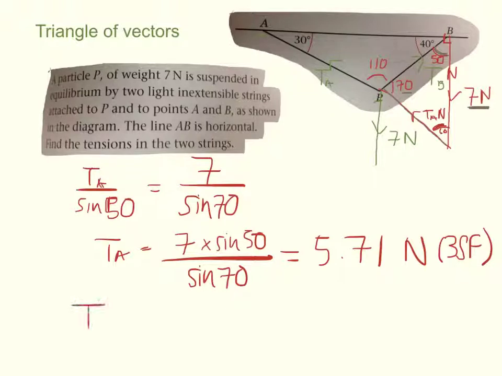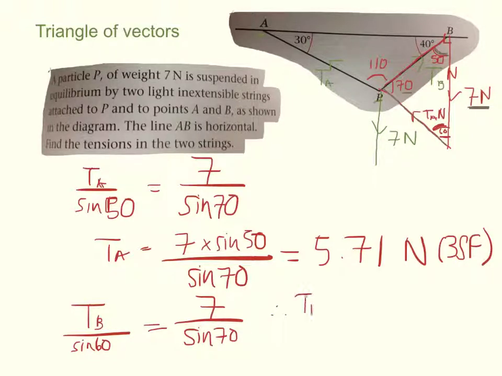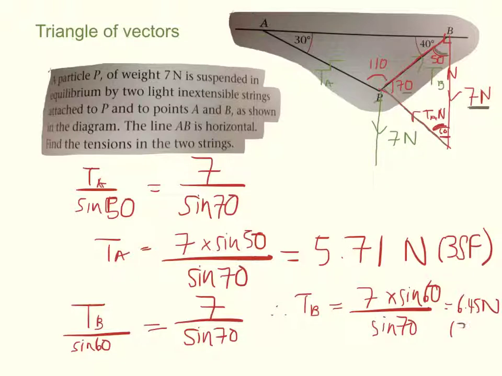And we can do exactly the same to find TB, because TB is this side here. So it is opposite the 60, so TB over sine 60 equals 7 over sine 70. Therefore, TB equals 7 times sine 60 over sine 70, which is 6.45 newtons to 3SF. And this clever method is called using the triangle of vectors.